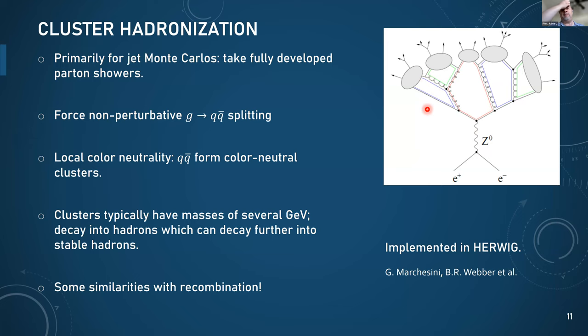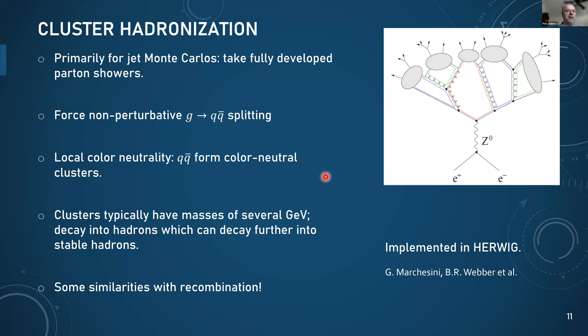So what's a cluster? Well, you take the quarks and antiquarks. If you have gluons, you force those to split in some non-perturbative way, like shown here, into a QQ-bar pair. We'll see that appear as well in hybrid hadronization later. We also have to do that in recombination, which usually doesn't have gluons, so we have to force gluons to decay into quarks and antiquarks. It will be interesting. That's not an official homework, but you can try to compare all of these models, the next three, starting with this one, and see what the differences and the connections between them are.